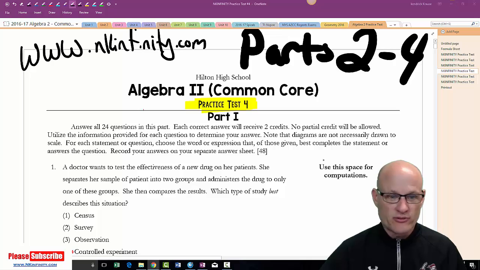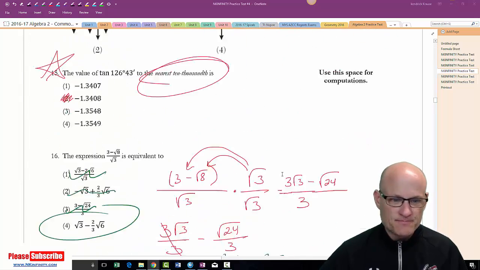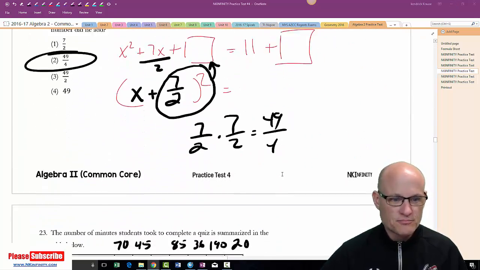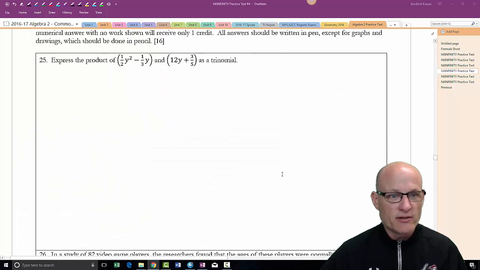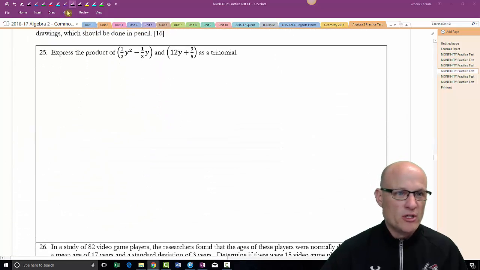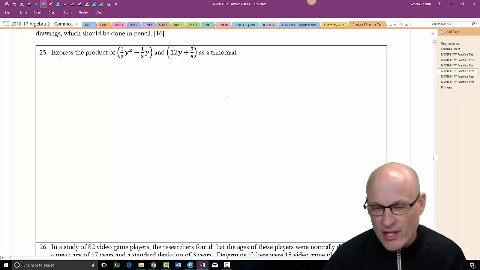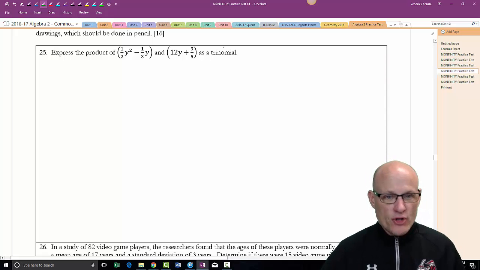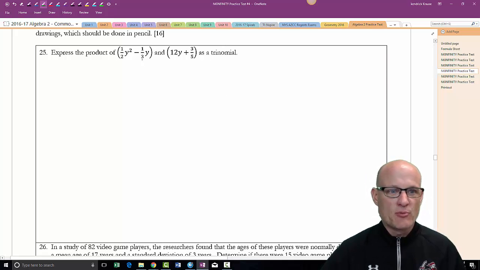All right, let's get going. This is from an old Algebra 2 Regents, but don't freak out. This is nothing more than a product, which means you're just going to multiply.